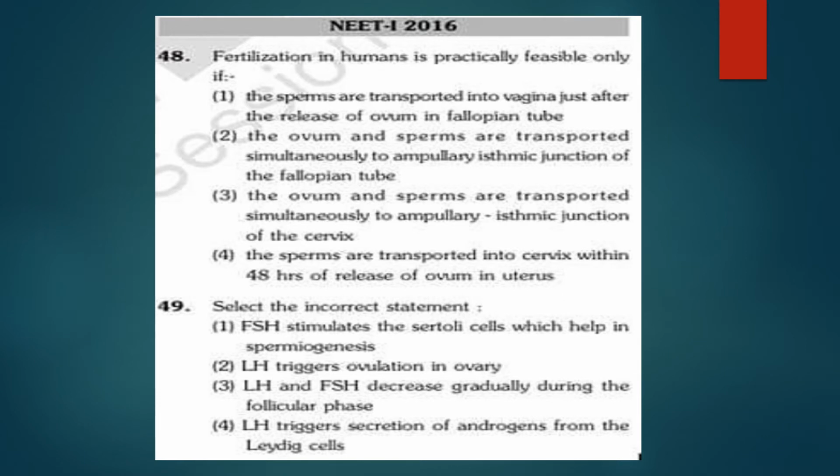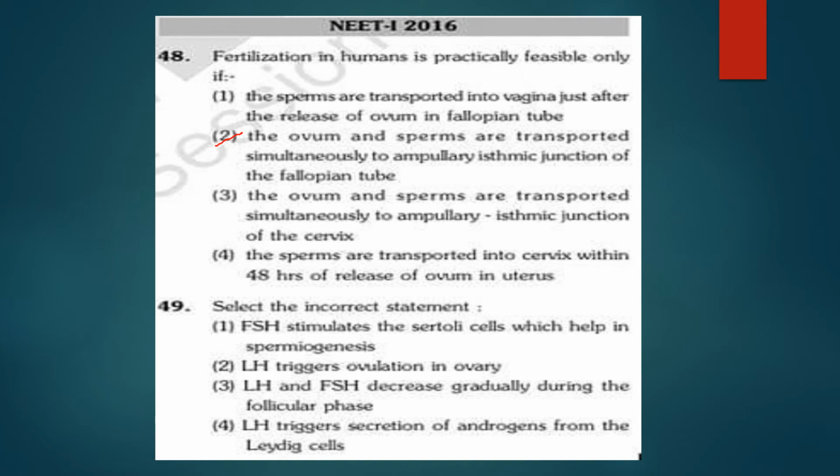Coming to question 48. Fertilization in humans is practically feasible only if the sperm is fertilizing the ova in the fallopian tube. That is, the site in the fallopian tube is the ampulla isthmus junction. So here the correctly labeled one is the second one. The ova and sperms are transported simultaneously to the ampulla isthmus junction of the fallopian tube.